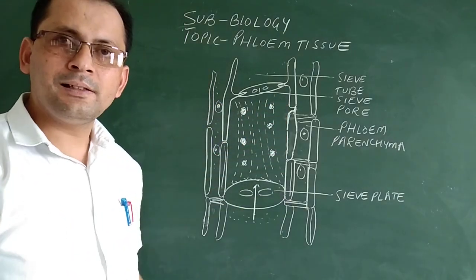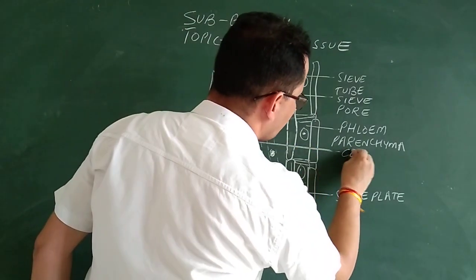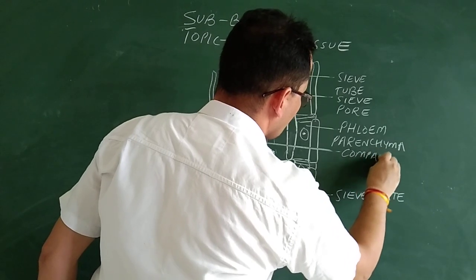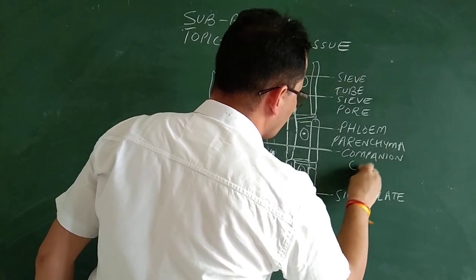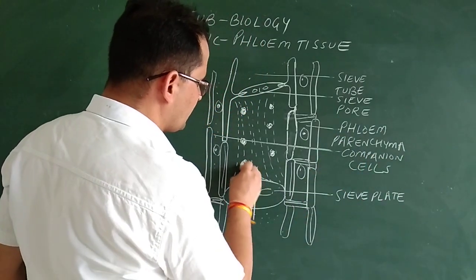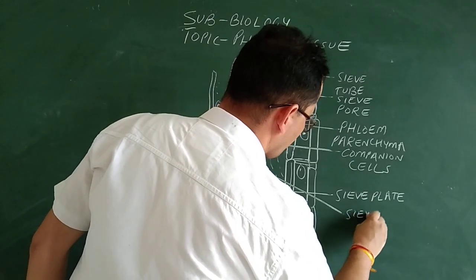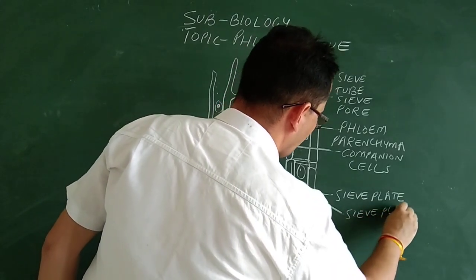Now on the lateral side of the sieve tube, these are the companion cells. Companion cells. And these are the sieve plastids. Sieve plastids.